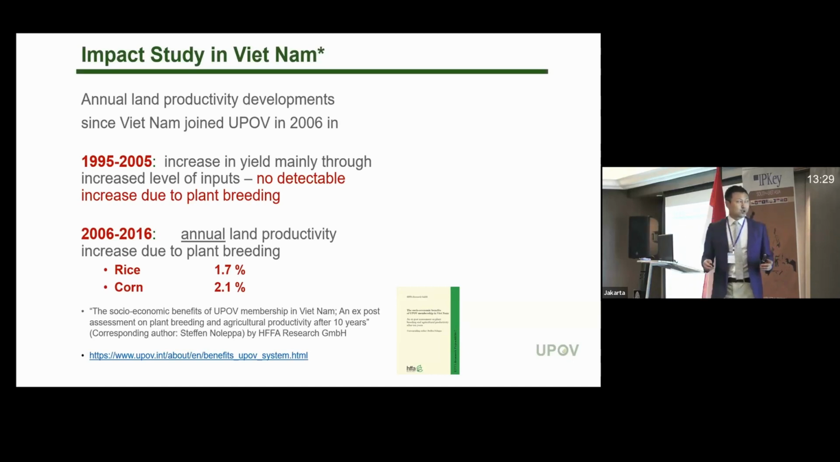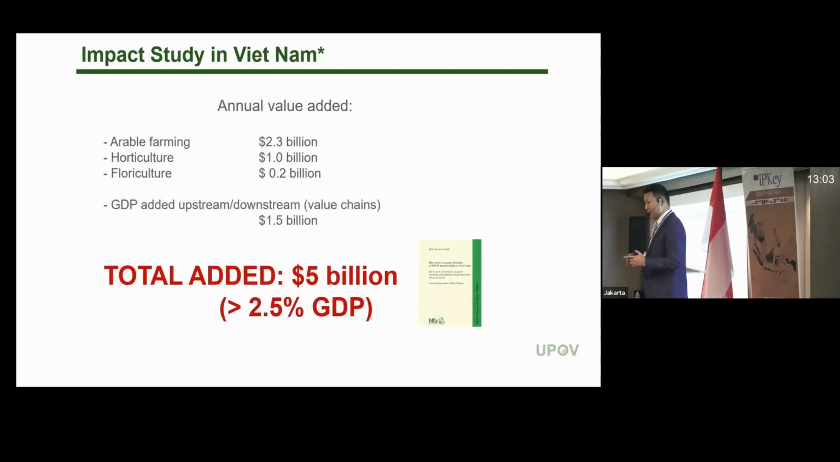And also, not only the increase in yield, the economic impact is huge: the impact in Vietnam is $5 billion annually since becoming a UPOV member in 2006, which corresponds to more than 2.5% of GDP. It's incredible, a really huge impact on Vietnamese society by the introduction of the PVP system, new plant varieties.